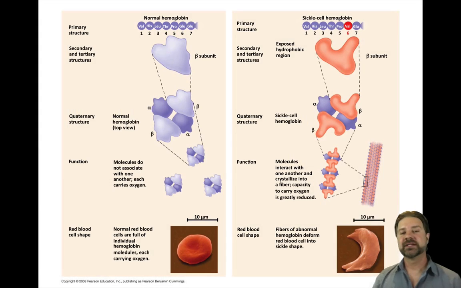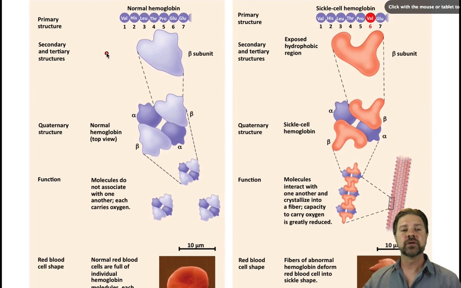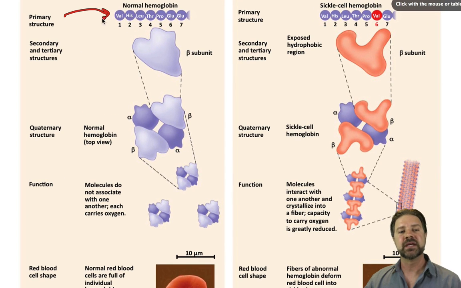In this slide, we're going to take a look at the left side versus the right side, and we're going to see the difference between what codes for a normal hemoglobin molecule found in a red blood cell versus what codes for a sickle cell hemoglobin molecule found in a red blood cell. So first, let's take a look at the primary structure. Here we see amino acids 1 through 7, and we see the same thing over here, but this one is for the sickle cell hemoglobin 1 through 7.